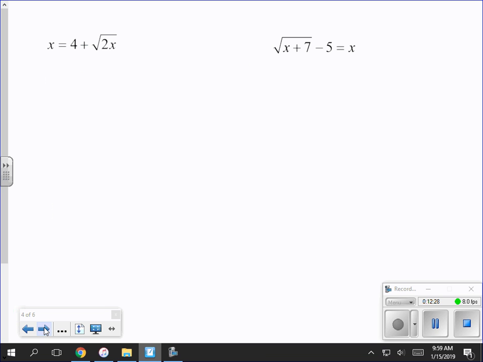Okay, a couple more examples. And these are where it gets more complicated. So the first one, I have to get the square root by itself first. So what I need to do first is subtract 4 from both sides. So I get x minus 4 equals the square root of 2x. Square root by itself, everything else on the other side. Square both sides.